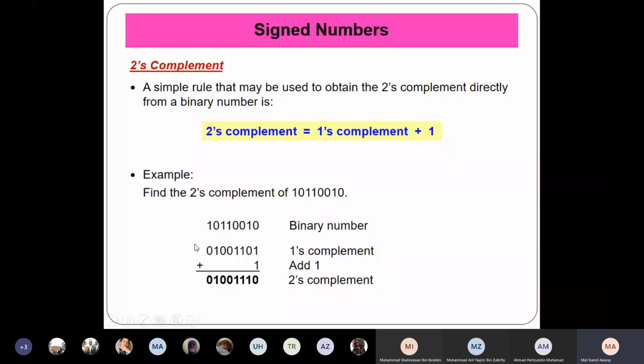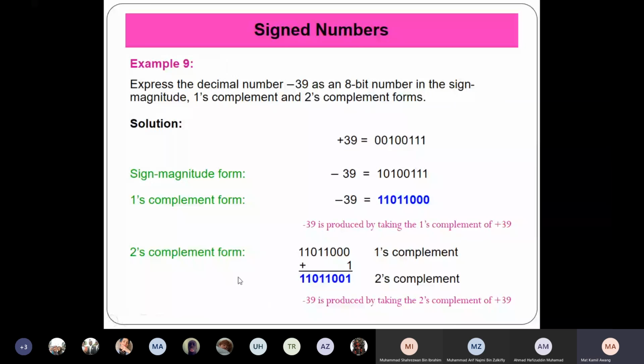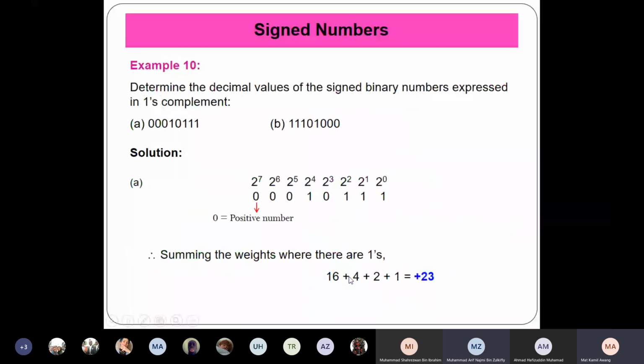So for this example, the 2's complement of minus 39 is basically you take this 1's complement and you add 1. So you get 11011001. So minus 39 is produced by taking the 2's complement of plus 39. If you take the 2's complement of this, you get this because you add 1. Okay, clear? This will be in the test normally.